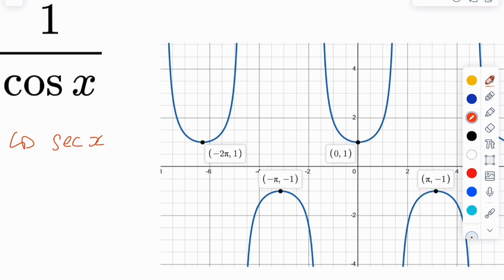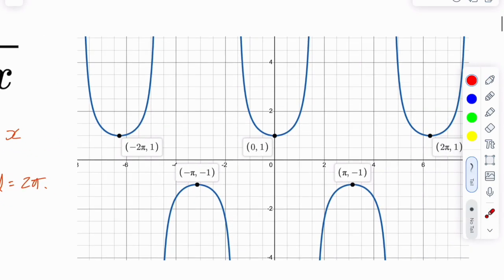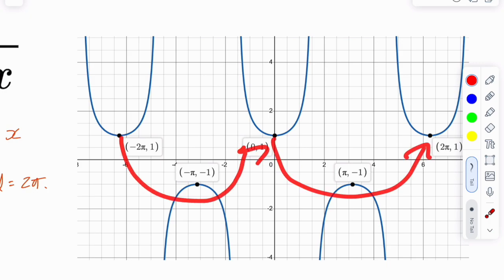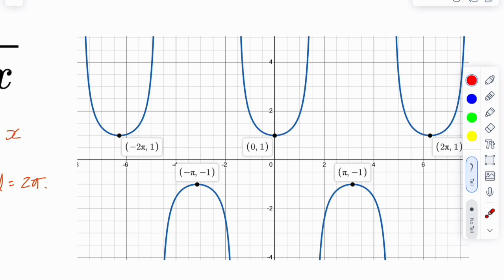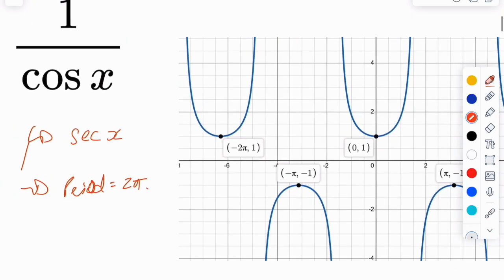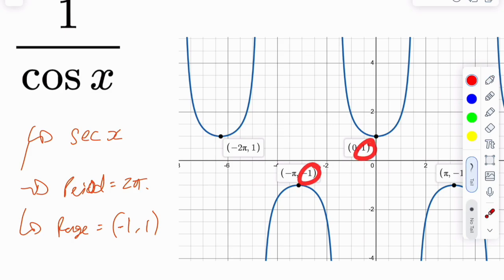And the key thing about sec x, just from a graphing perspective, is again the period is equal to 2 pi. The period is equal to 2 pi. And you can see that, we've got an iteration here. And of course the range, it's negative 1 to 1, as you can see, negative 1 to 1.